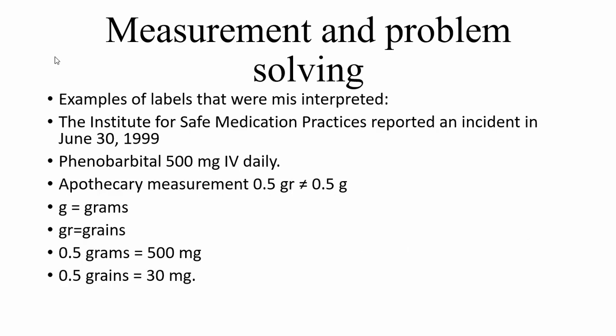In a 1999 case, the Institute of Safe Medication Practices reported that a surgical resident read a patient's prescription bottle label and ordered phenobarbital 500 milligrams 4 times daily. The pharmacy label expressed the dose using apothecary measurements of 0.5 gr, which the resident thought meant 0.5 grams or 500 milligrams, instead of 0.5 grains, which would be 30 milligrams. The resident received phenobarbital 4 times daily for 3 days. After the patient suffered respiratory difficulties, the dose was withdrawn and the patient recovered.